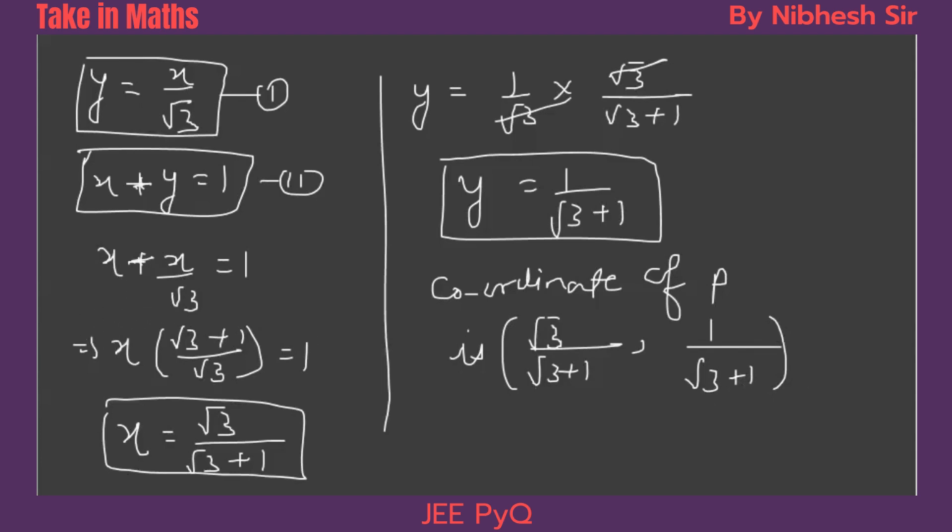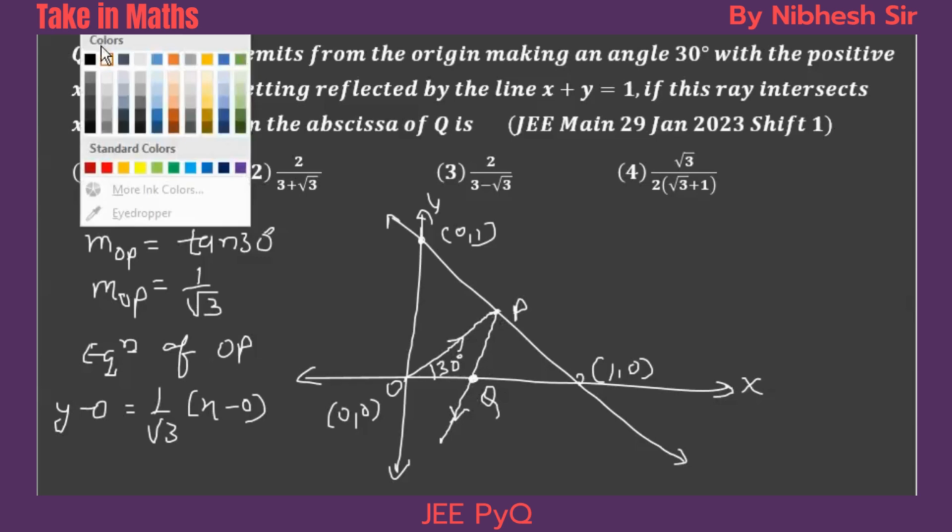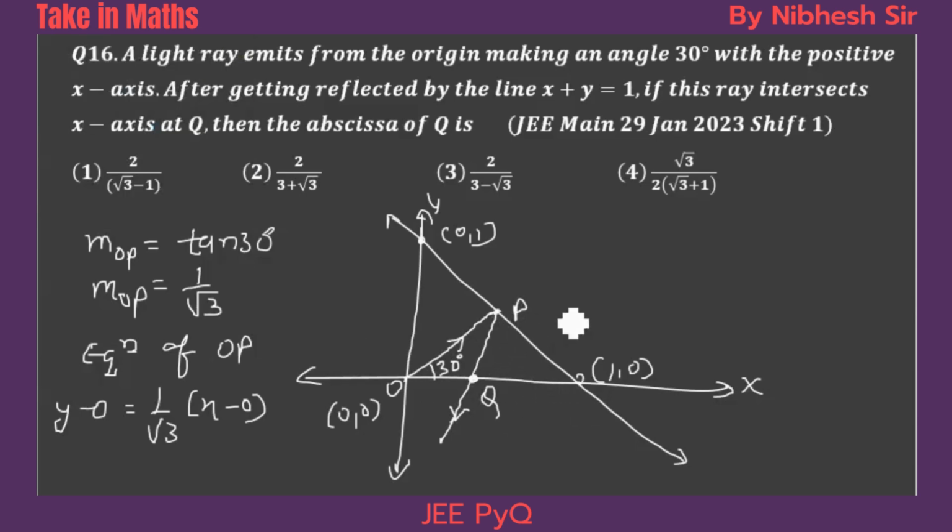Now what we need to find here is the abscissa of point Q, and to get the equation of PQ, the reflected ray, we must know one point. This point we know. Now what I will do here is extend this. When we extend QP, the image of the point O will lie on the reflected ray.